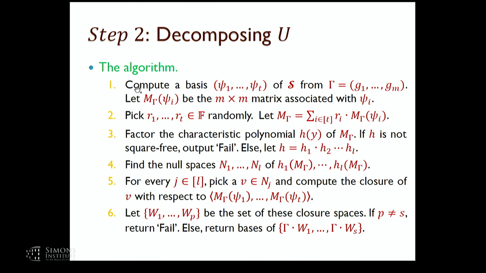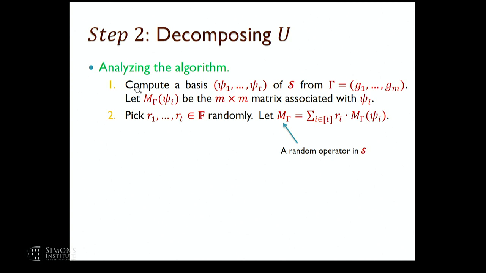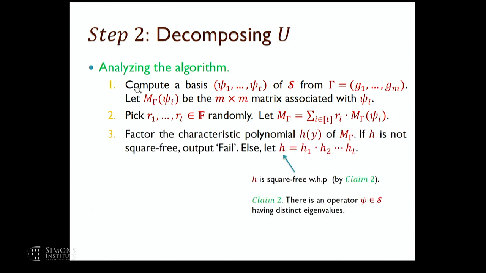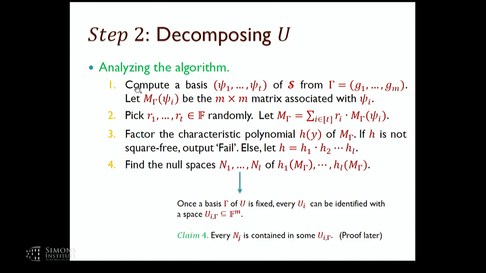So let me go over it again. As I go over it, I'll also analyze it. As I said, this is just picking a random operator in S. And why is it that the characteristic polynomial of this random operator would be square free with high probability? That's because of the second claim, that there exists an operator psi in the space having distinct eigenvalues, and one can show that this implies that a random operator will also have distinct eigenvalues, and hence the characteristic polynomial would be square free.